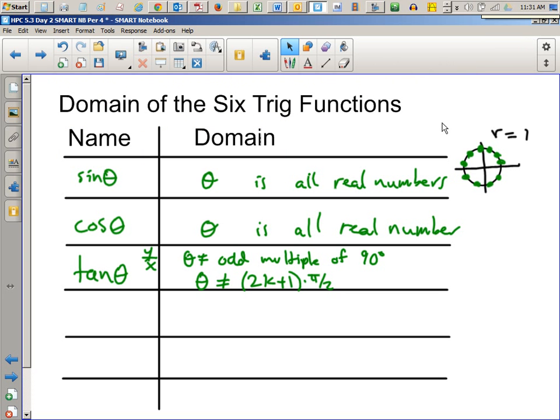I'll collect homework at the end of class. Okay? Just so I want to get things rolling here.